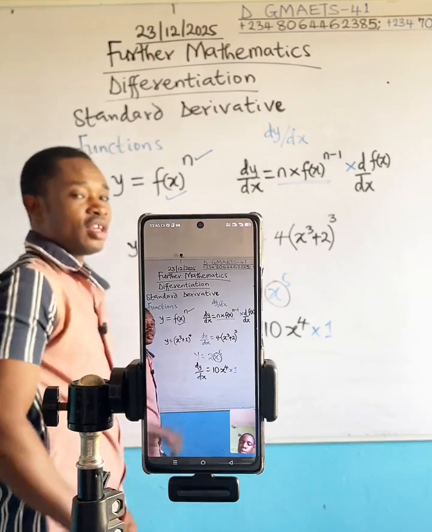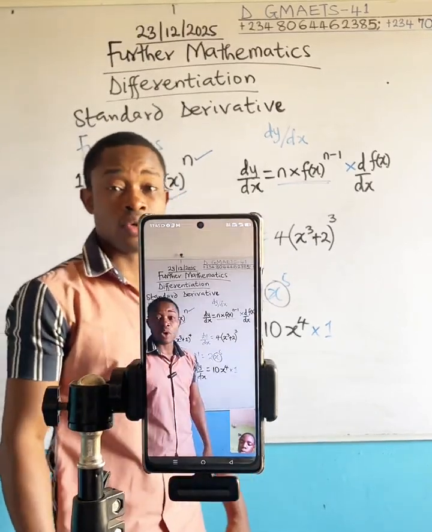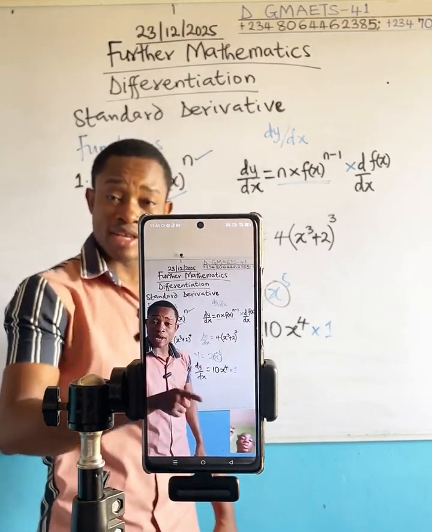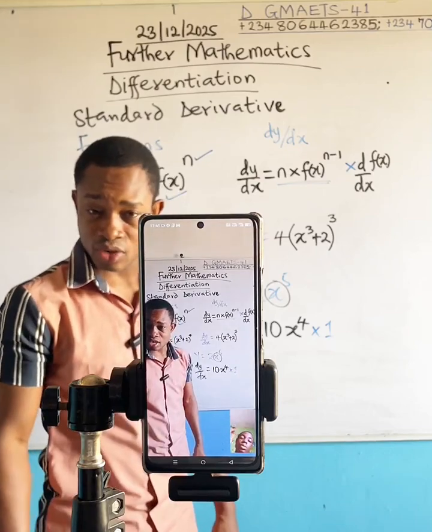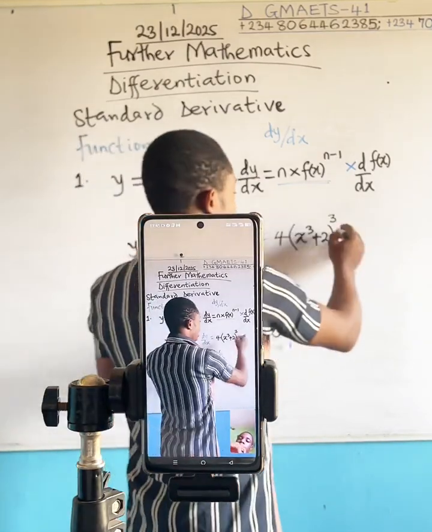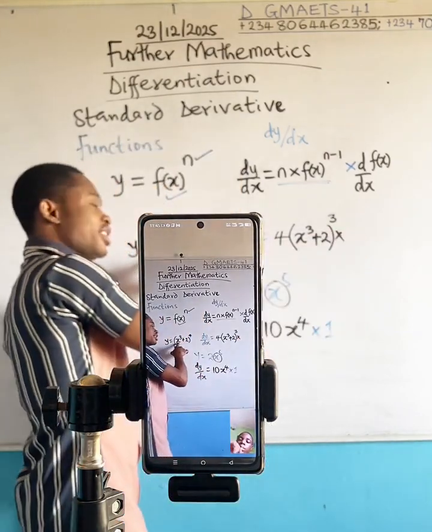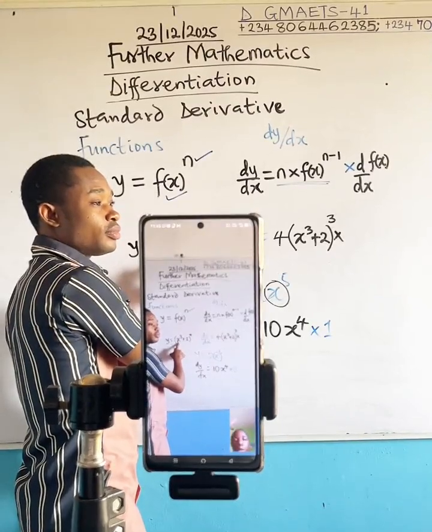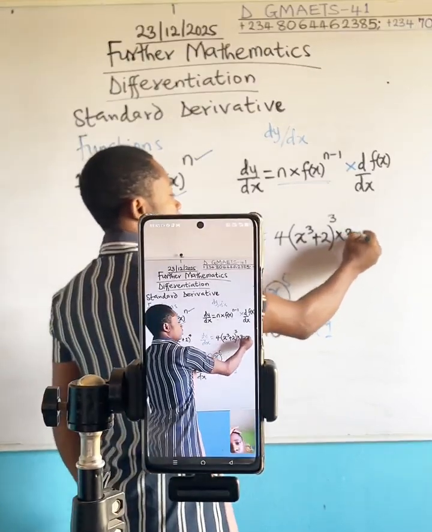X raised to the power 3. If you differentiate x raised to the power 3, what will you get? Remember, it's also a polynomial function. Use the power, multiply the base, go to the power and subtract 1. Is that not so? Okay. So this is going to be times... If you do that here, for this x cubed, what will you get? 3x raised to the power 2.